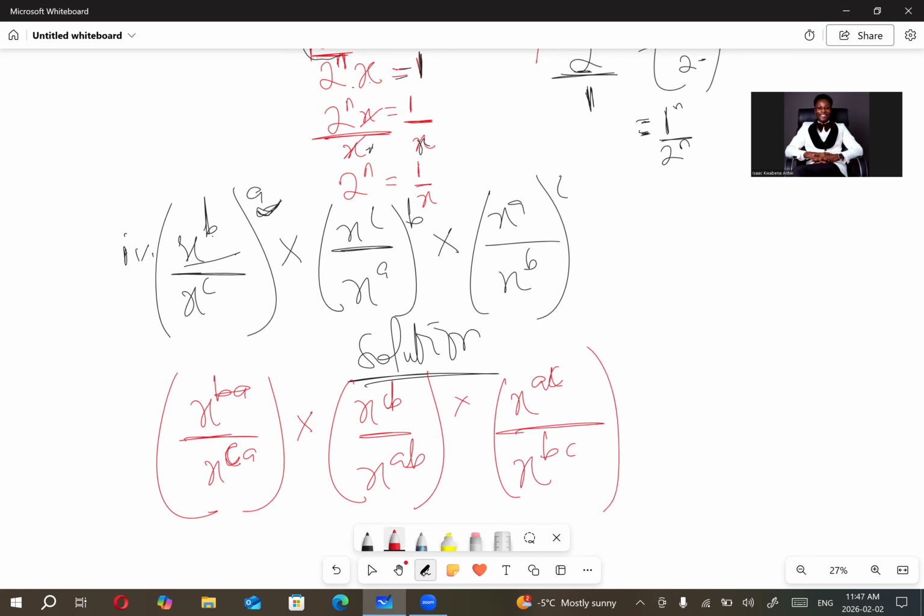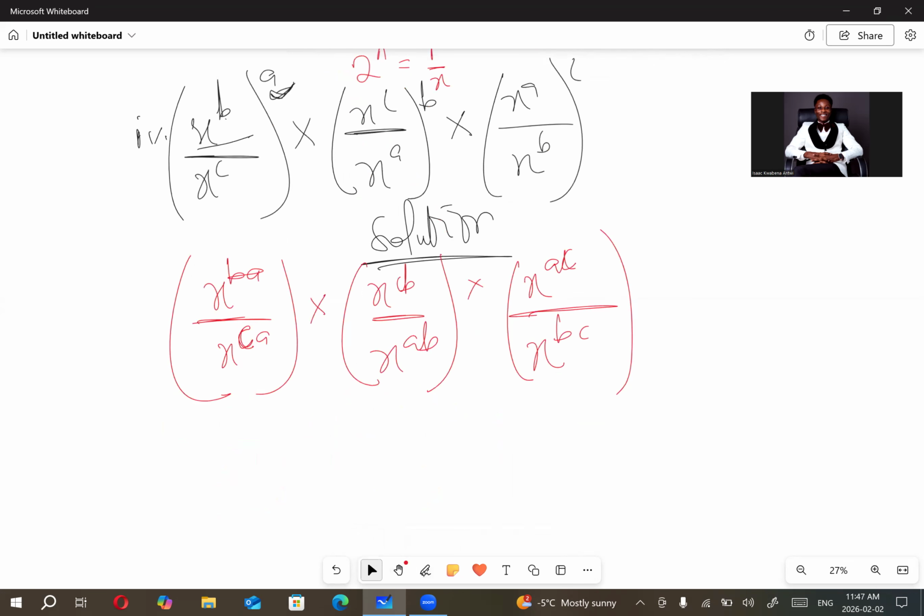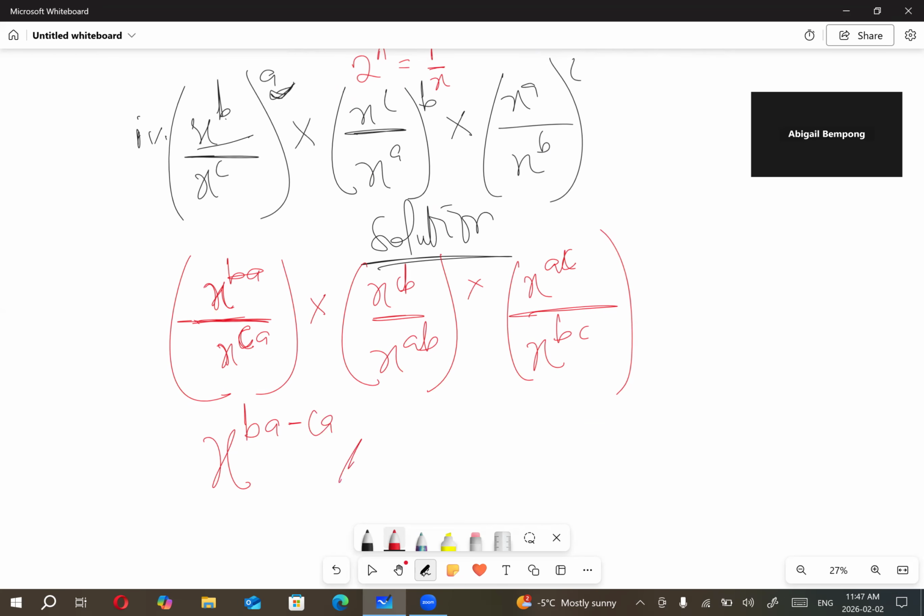BC. Now, if you are applying the laws of indices, when you have two numbers dividing each other and the bases are the same, you pick one base, you subtract the power, so that'll be what? BA minus CA. Do you agree with me? Yes, sir. Times, so this one will also be CB minus AB, times, applying the same thing, x exponent AC minus BC.